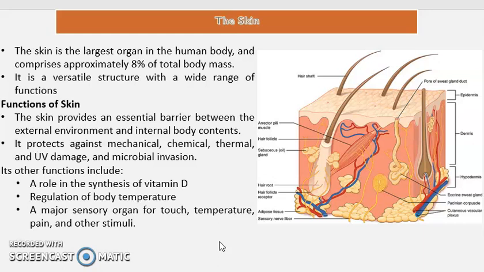Skin plays a vital role in the synthesis of vitamin D. It also regulates the body temperature. The skin is a major sensory organ for touch, temperature, pain, and other stimuli.